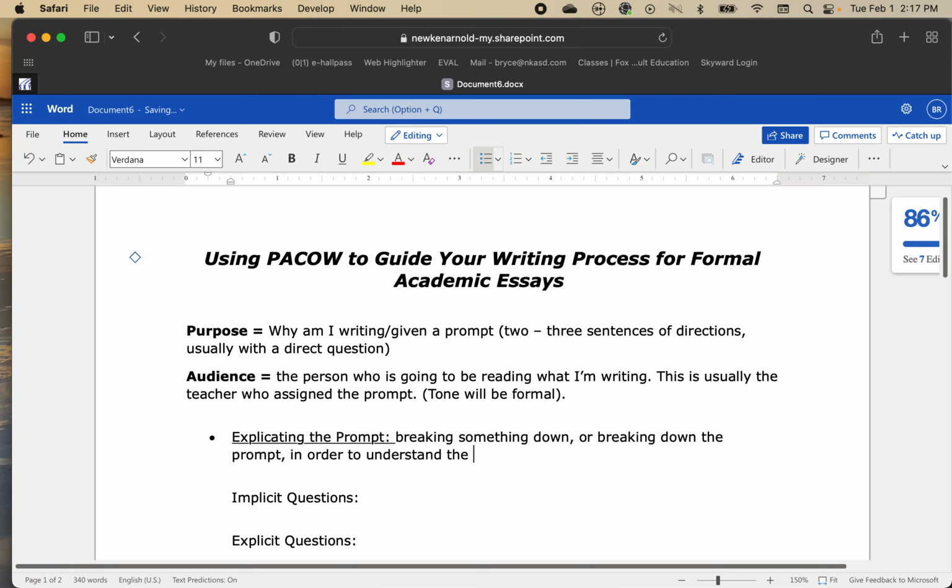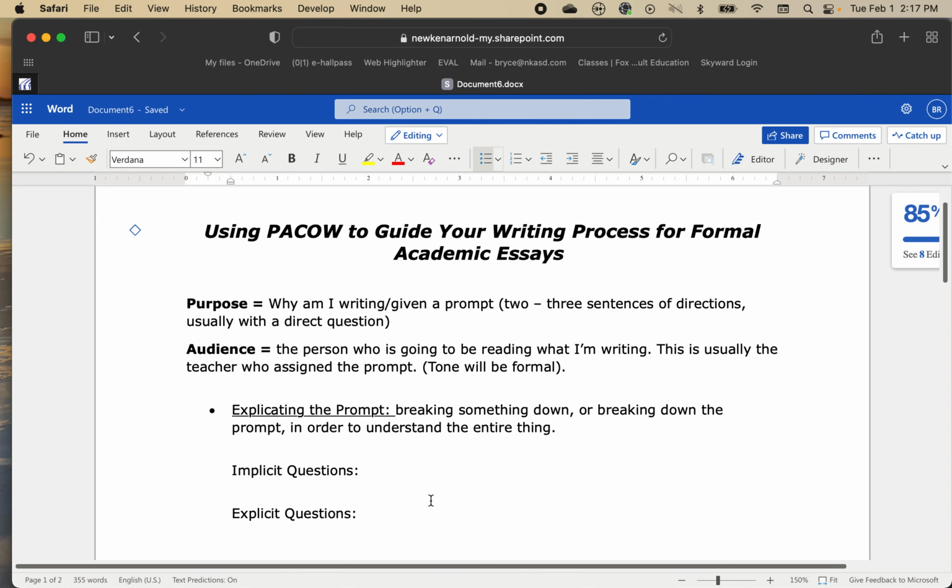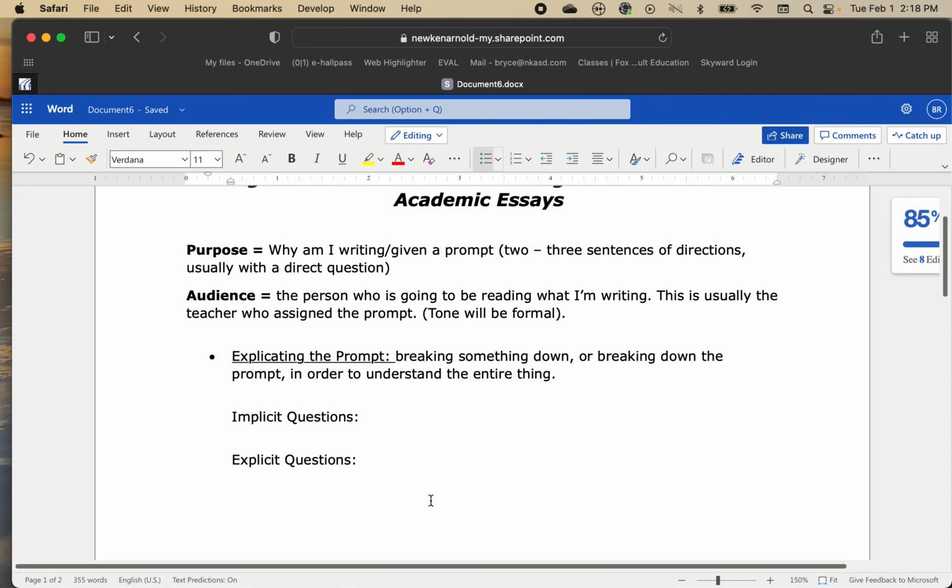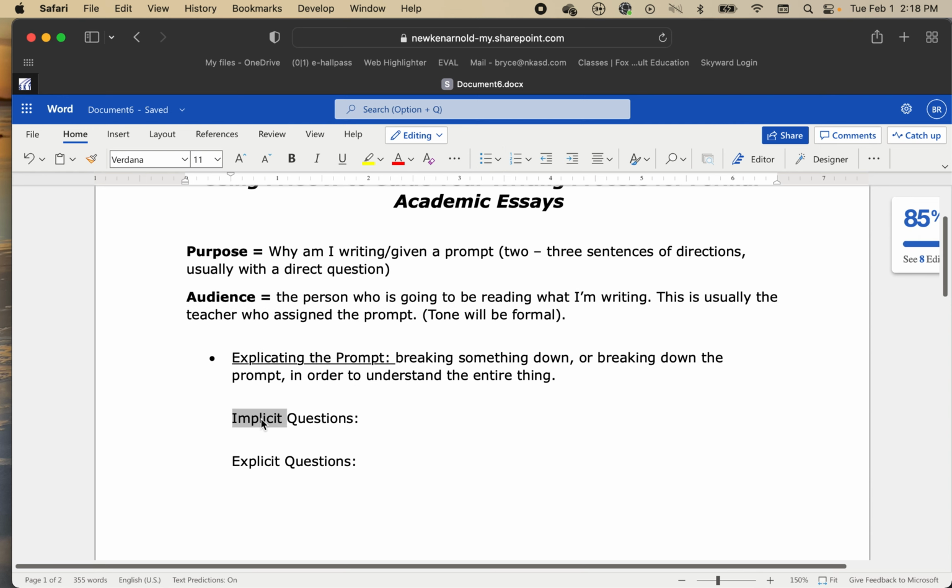Okay, so anytime I talk about explicating a prompt, that's what I mean. I'm breaking it down into smaller portions that are more easily digestible. Now, there are two ways to do that. There are two things to look for when I'm explicating a prompt, and that is identifying what the implicit questions are versus the explicit. Now, implicit, I'm going to double tap that, and I'm actually going to highlight that.